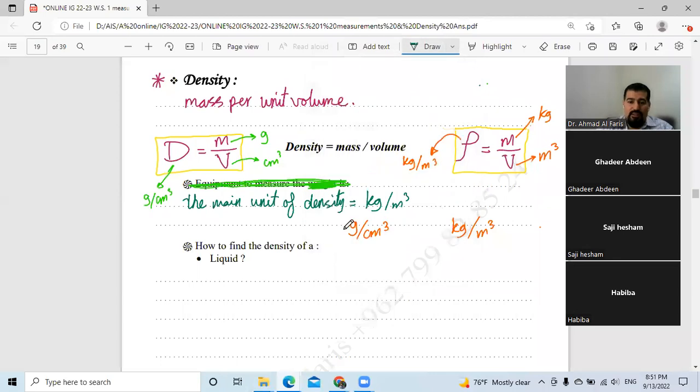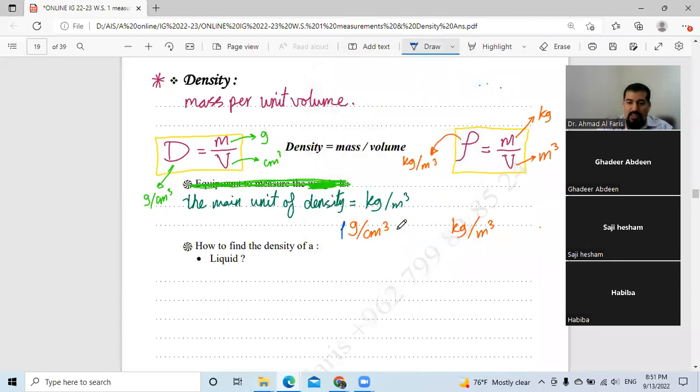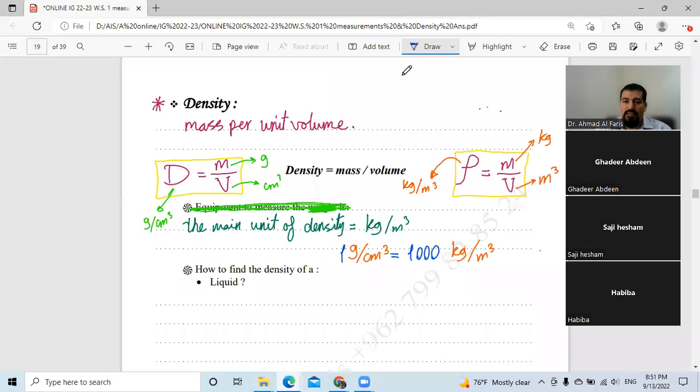Each gram per centimeter cube is equal to what? To 1,000 kilogram per meter cube. Is that reasonable, sir? Yes. Let's make sure. Bring your calculator. I need to convert 1 gram over 1 centimeter cube.